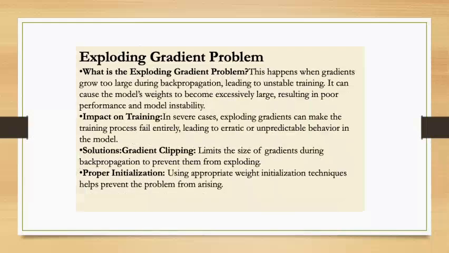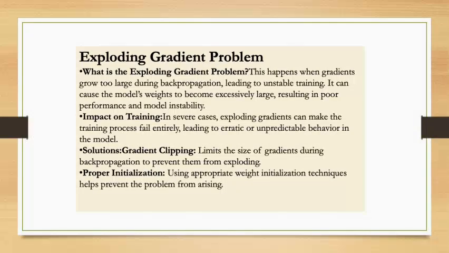Moving on, we have the exploding gradient problem. So what is the exploding gradient problem? This happens when gradients grow too large during back propagation, leading to unstable training. It can cause the model's weights to become excessively large, resulting in poor performance and model instability.